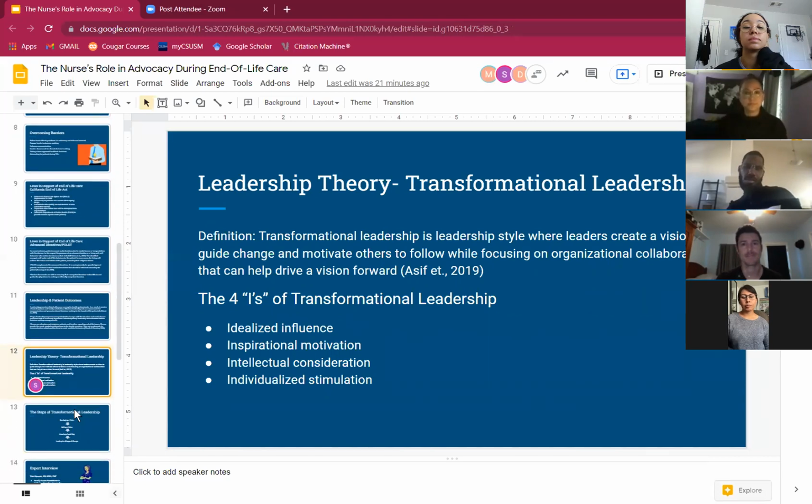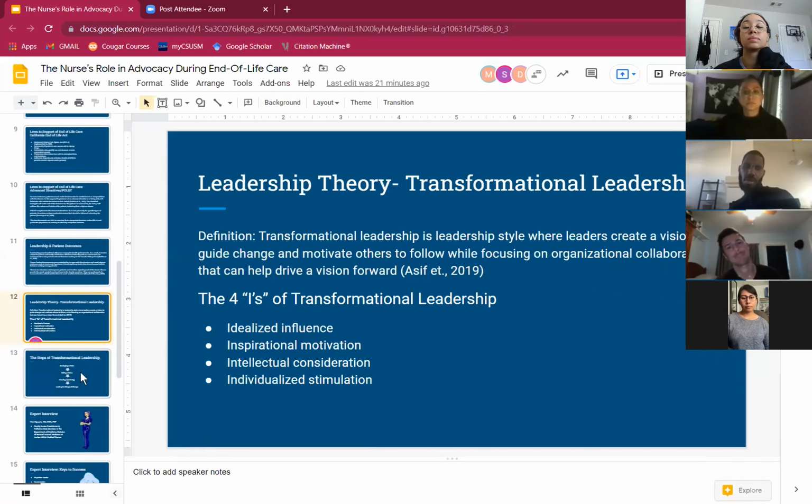In regards to a leadership theory that we thought would be instrumental in solving this dilemma, it would be transformational leadership. The definition of transformational leadership is a leadership style where leaders create a vision to guide change and motivate others to follow, while focusing on organizational collaboration that can help drive a vision forward. And this consists of the four I's. The first one would be idealized influence. This means that a leader serves as an ideal role model for followers. This can be someone who would be comfortable with end-of-life care.